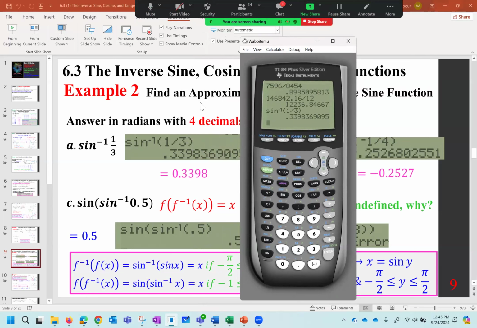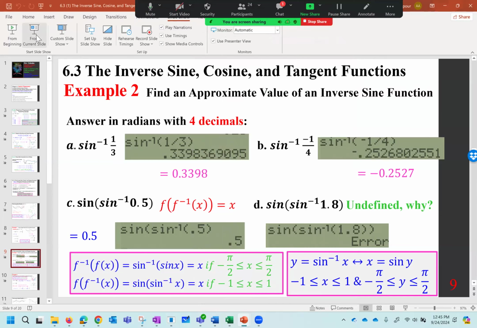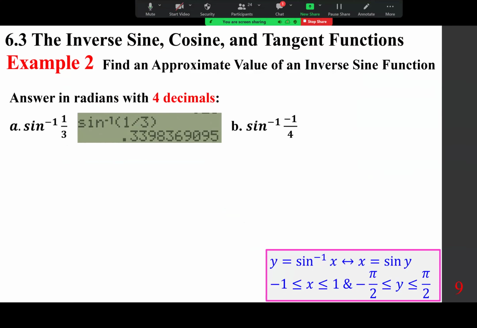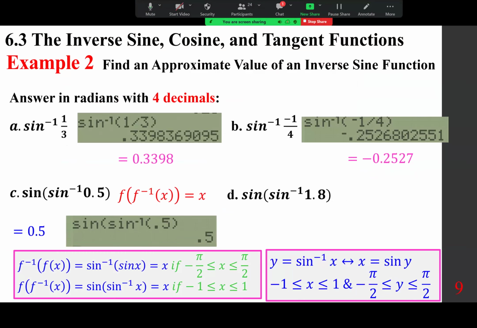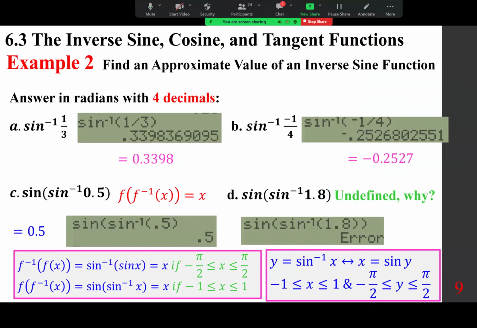So again, second sine gives you the sine inverse. Just to show how calculators work.